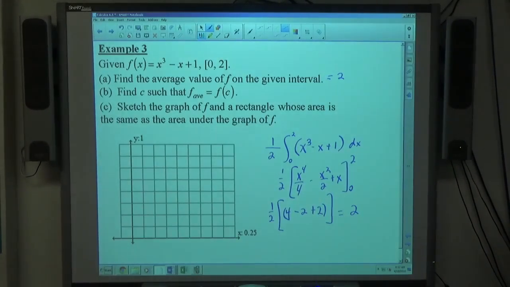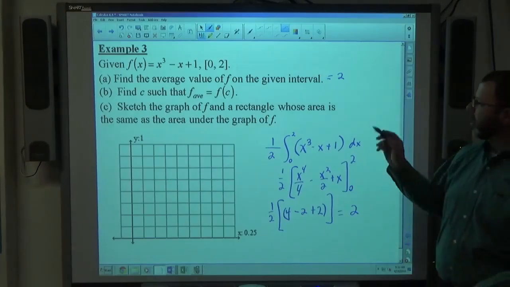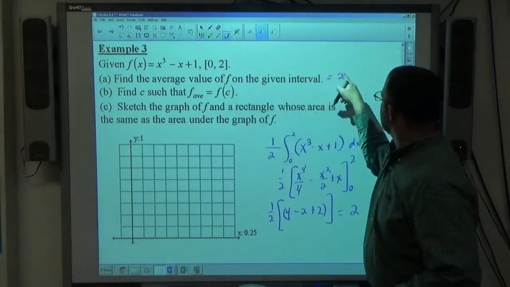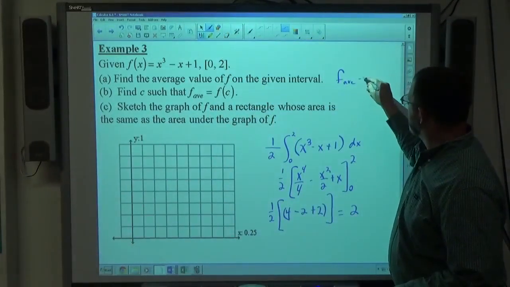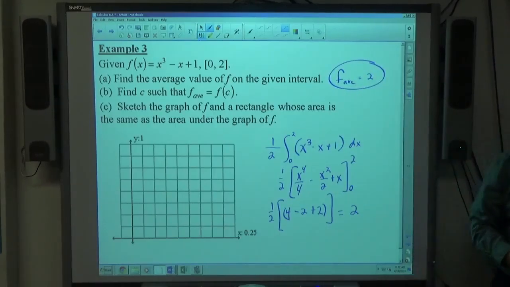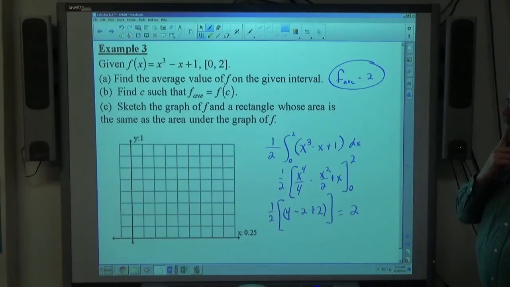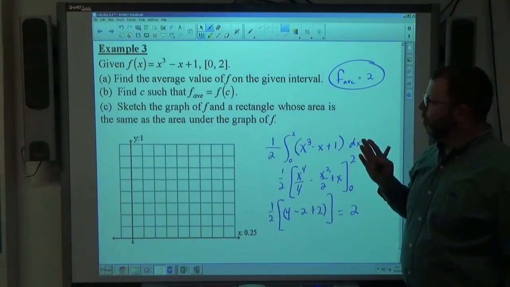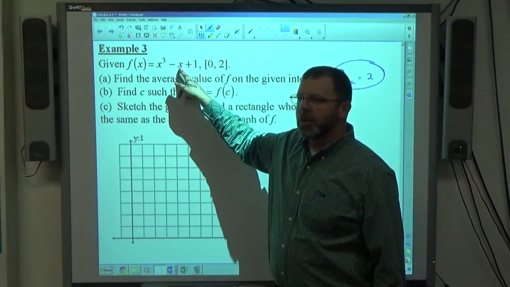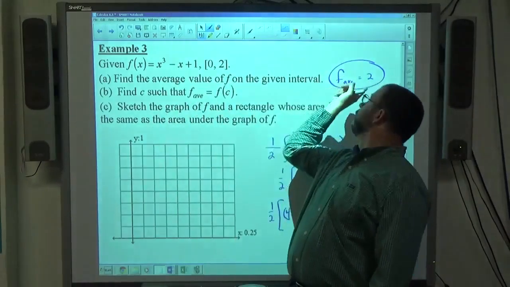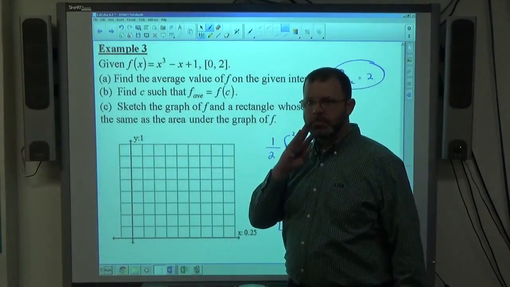All right, part 2. We'll call that the new part. So use good notation up here. I'm going to say f average equals 2. They want us to find a c value such that f average equals f of c. So we're looking for a value of c that goes in here, some number goes in here, so this function evaluates out to 2. That's what they want us to do.